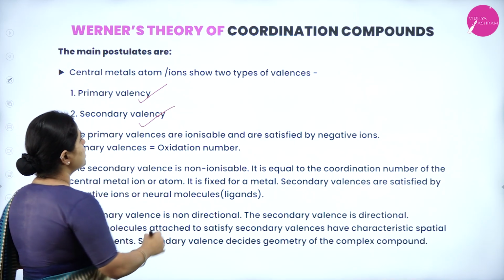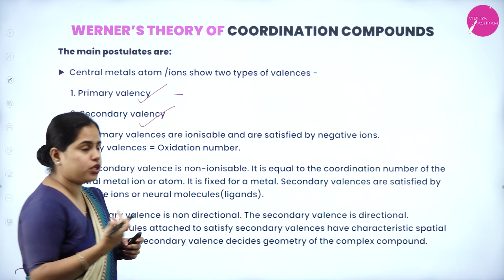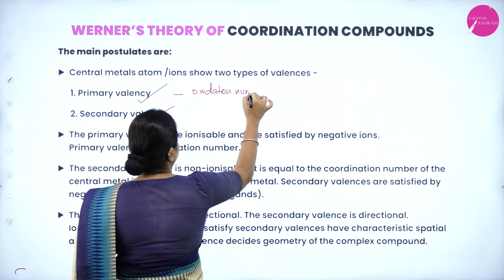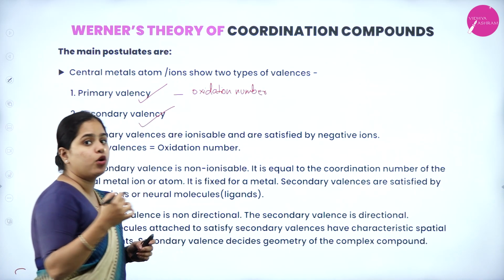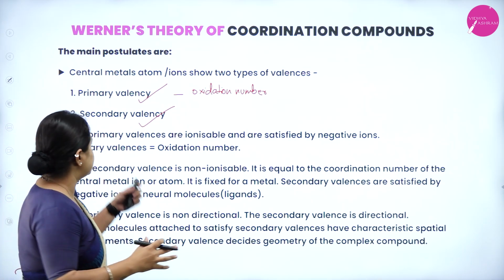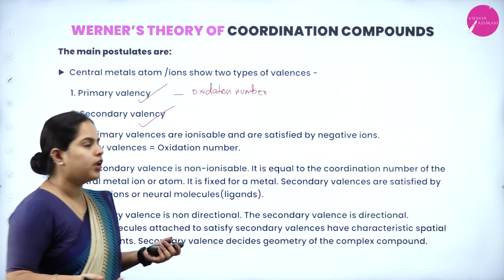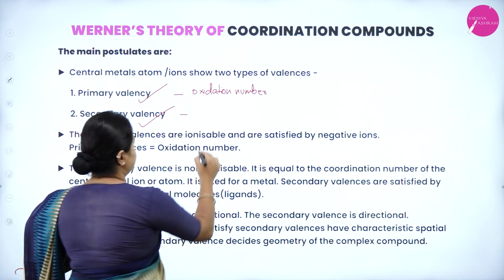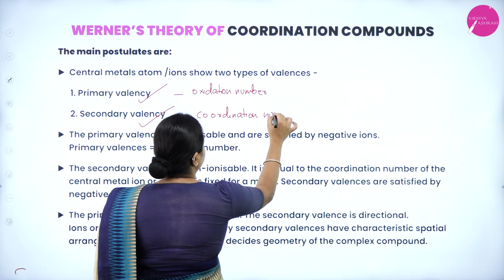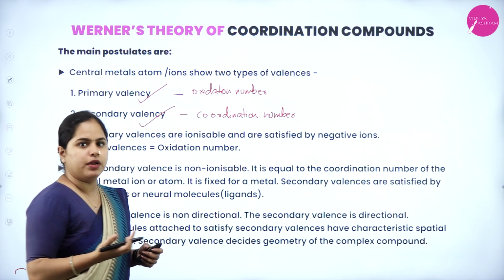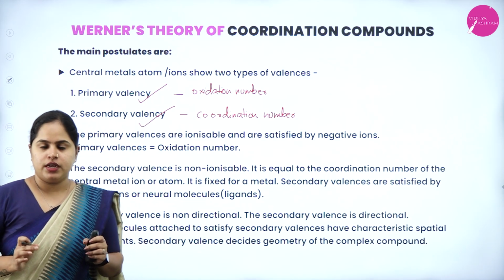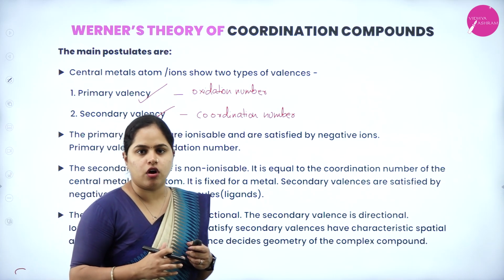So what is primary valency? Primary valency is actually equal to the oxidation number. In the last session, we already discussed in detail how to calculate the oxidation number. Once you have calculated the oxidation number, that is exactly equal to the primary valency of the central metal atom. Now what is secondary valency? Secondary valency is equal to the coordination number of the central metal atom, or the coordination number of the coordination compound, and it is called the secondary valency. We have already studied how to calculate the coordination number.